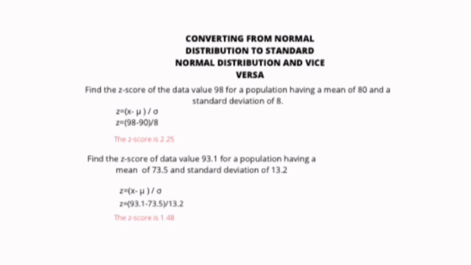Find the Z-score of the data value 93.1 for a population having a mean of 73.5 and a standard deviation of 13.2. Like number 1, we are going to find Z, so we use the formula of the Z-score. Z equals 93.1 minus 73.5 divided by 13.2. The Z-score is 1.48.